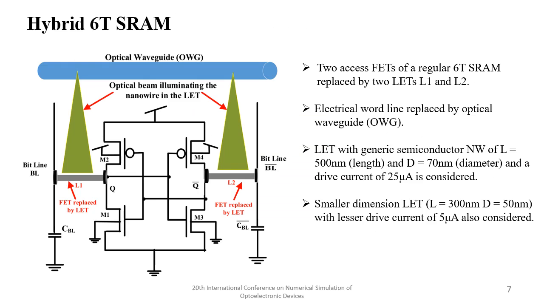This is the hybrid 6 transistor SRAM where the access FETs have been replaced by light effect transistors and the electrical word line has been replaced by an optical waveguide which does not consume any energy, neither contributes to any capacitance. For our analytical purpose, we have considered LETs of two different sizes and two different drive currents for comparison.